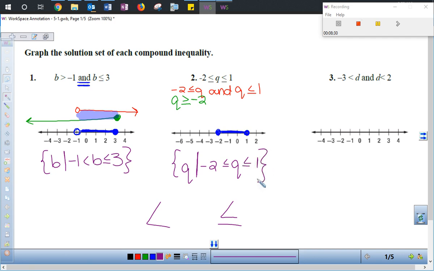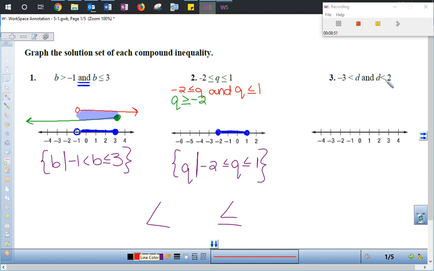Now again, to read this, it reads the set of all q's such that q is greater than or equal to -2 and q is less than or equal to 1. Just like we have it up here, q is greater than or equal to -2 and q is less than or equal to 1. So on number 3, I have -3 is less than d and d is less than 2.